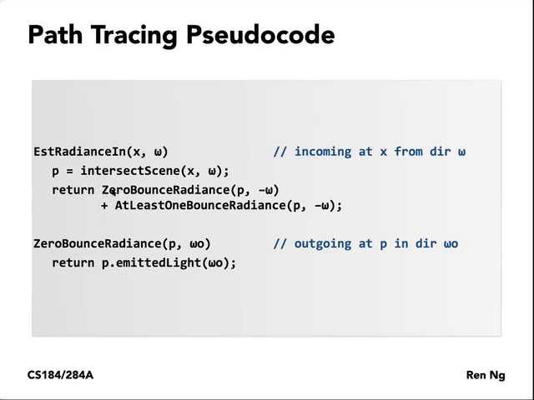Return the 0 bounce radiance at the point P heading in the direction negative omega, plus the at least one bounce radiance from position P going in the direction negative omega. We're going to look at at least one bounce in the next slide, but let's just handle the zero bounce case right here. It's very simple. Zero bounce radiance at the point P going in some outgoing direction omega O just asks us to consider whether P is a light source or not, and asks us to look at P dot emitted light in the direction omega O. If P is not on a light source, this is going to be 0. If it is a light source, then the light source will tell us how much radiance is going in that particular direction.